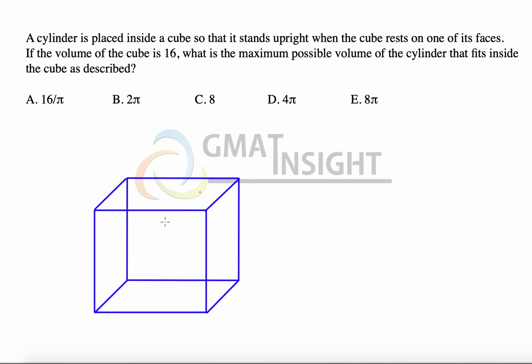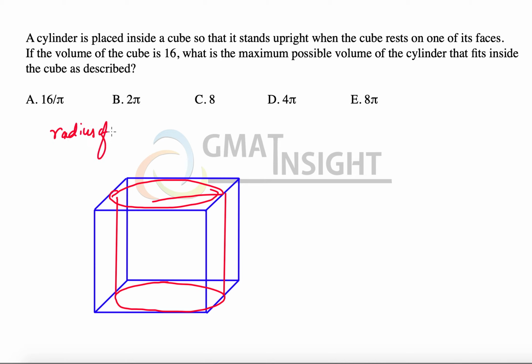Now since we need to find the maximum possible, the cylinder should be as big as possible, because one of the faces of the cylinder is resting on the base, so the circular face should come right here this way, and the cylinder should stand upright just like this till the top face, which means what we understand from this diagram is that this cylinder should be touching all the faces like this, and the radius of the cylinder should be equal to half of the length of side of cube.